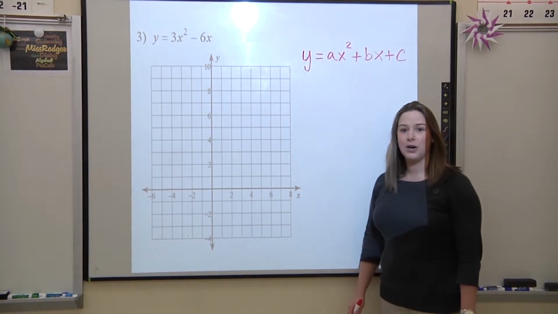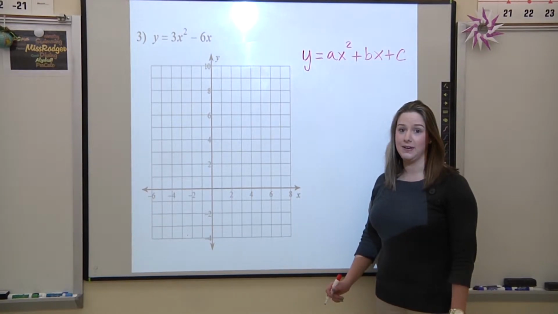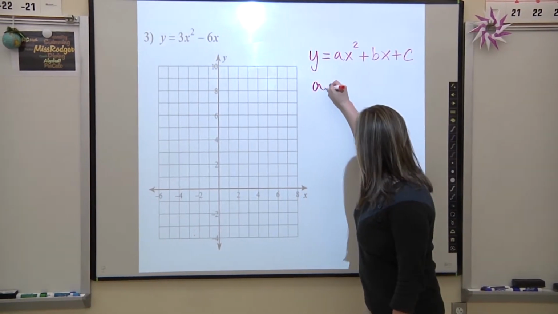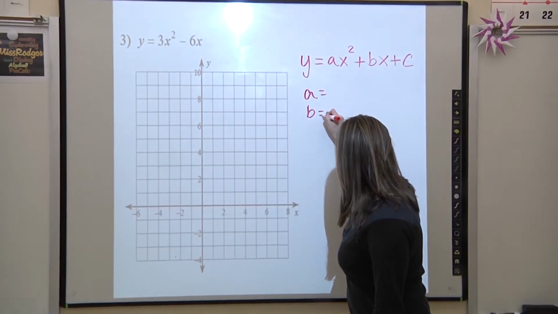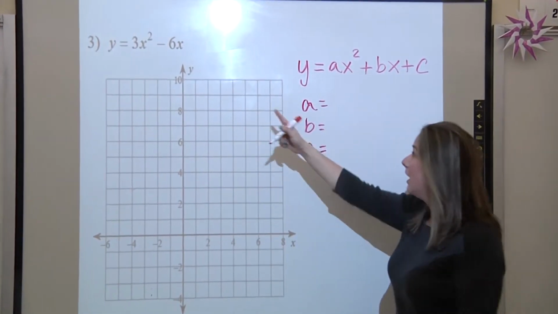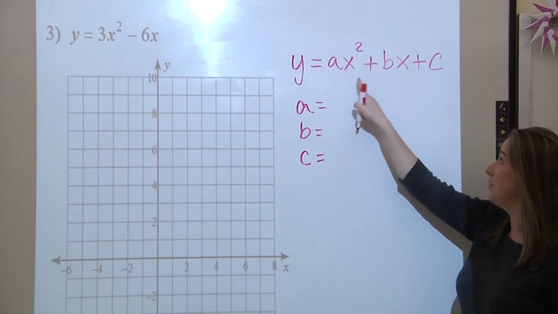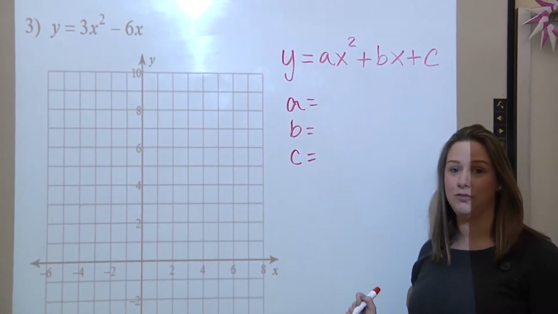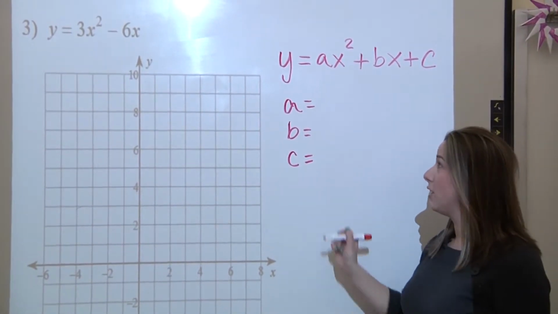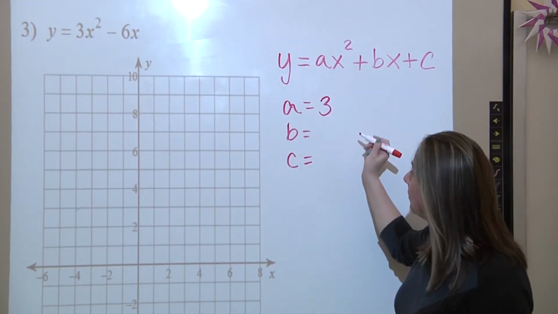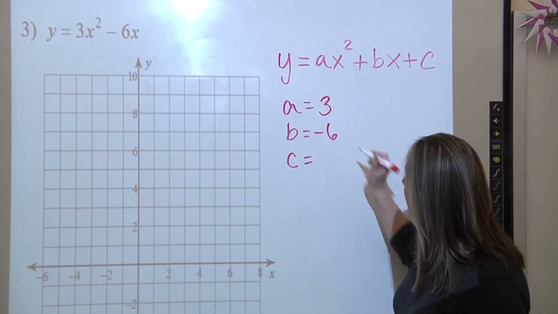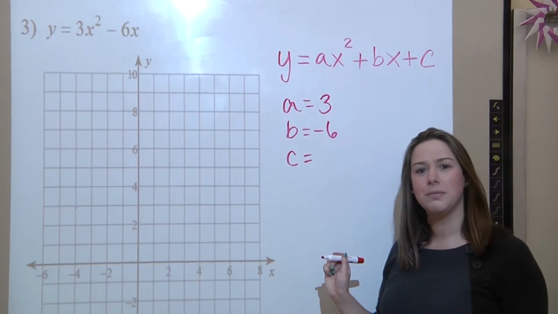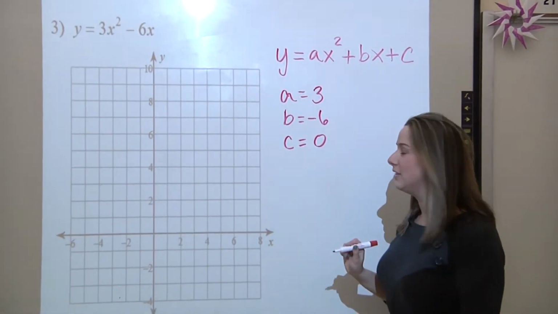So the first thing that I want to do is identify my a, b, and c values. The coefficients in front of my x squared, my x, and my c value are going to indicate which values these are. So for this problem, my a is 3, my b is -6, and my c value here is 0.